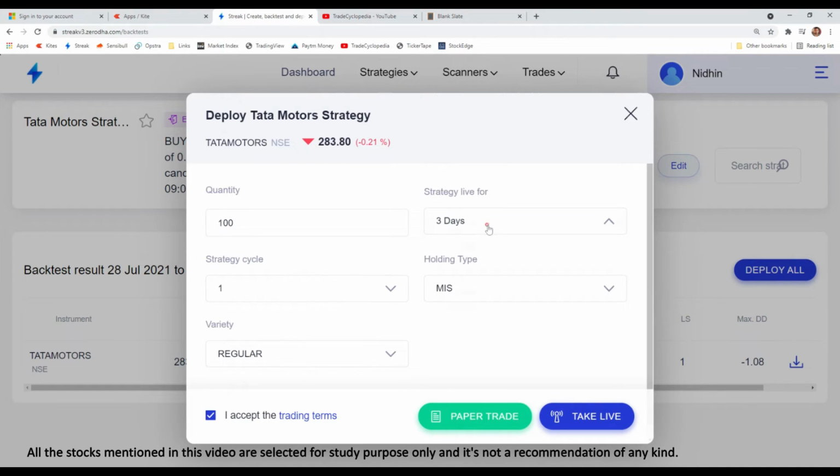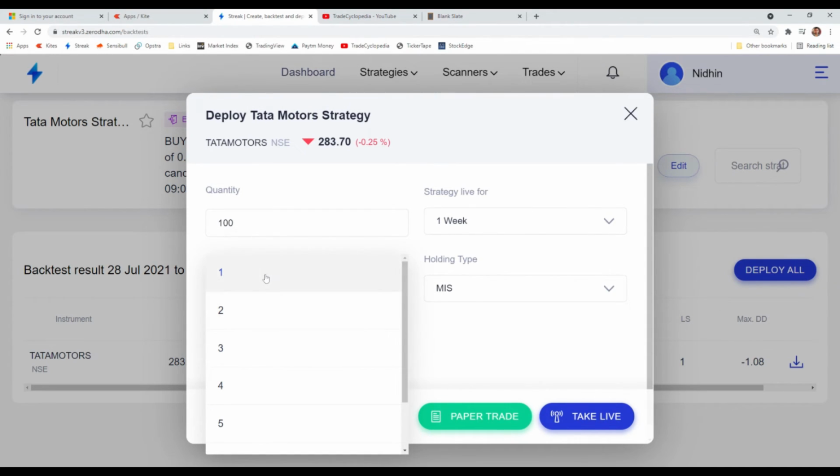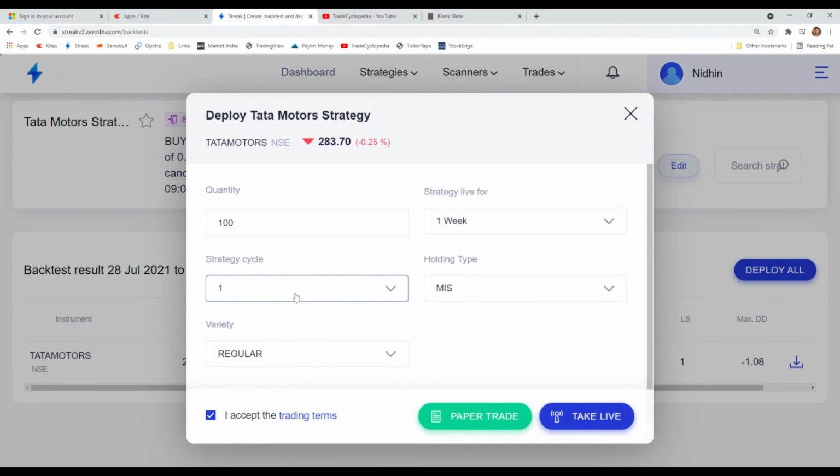I can select up to a maximum of 1 week. If I select 1 week, it will be active for the next 1 week, so if Tata Motors reaches that price level at any time within the week, I'll get a notification to take an entry. And the strategy cycle is also 1 by default. For example, if I select the strategy validity as 1 day and the strategy cycle as 1, then the strategy will run just one time in a single day.